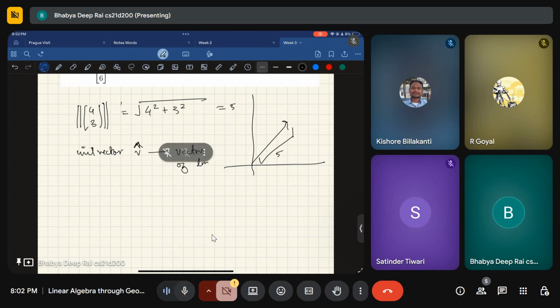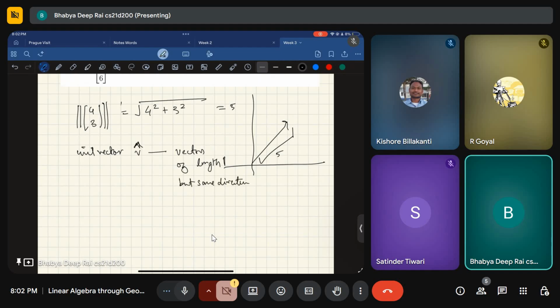So what a unit vector represents is a vector of length 1, but in the same direction. So if I want to find this vector, how do I find it? Well, I compute the unit vector.